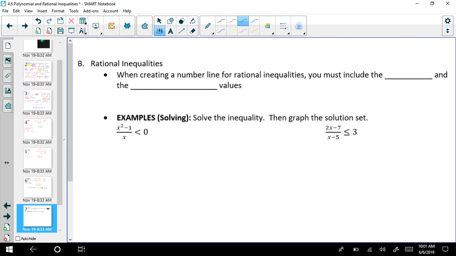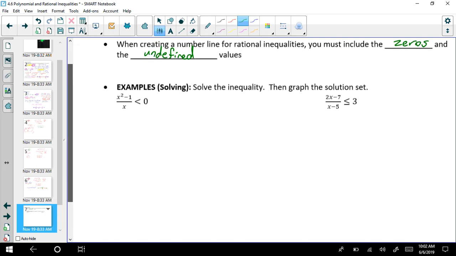The final few examples that I would like to do are the rational inequalities, and they work the same way except one catch. These are the guys that are going to have variables in the denominator. So when creating a number line for rational inequalities, you must also include the zeros and the undefined values. What do I mean by that? Well, let's do an example and I'll show you what I mean. So solve the inequality, then graph.